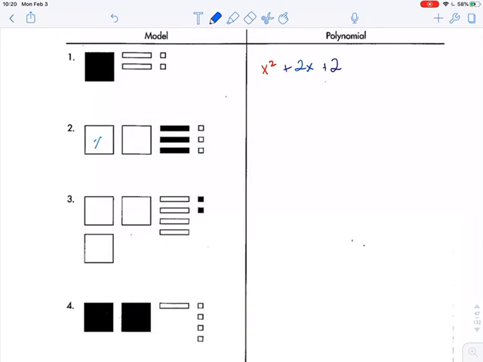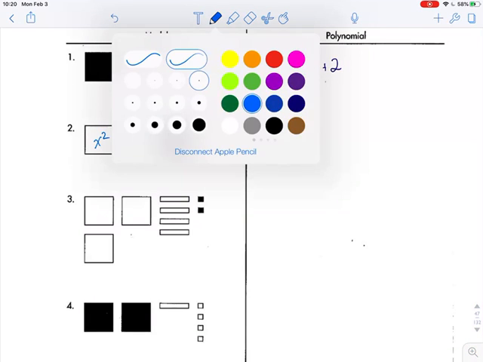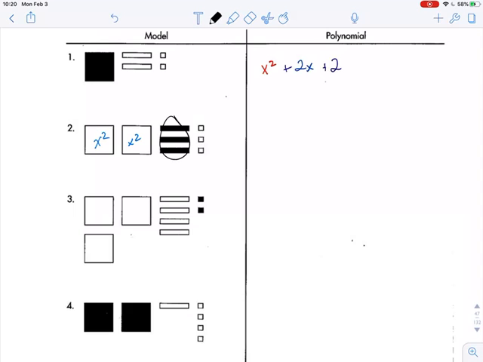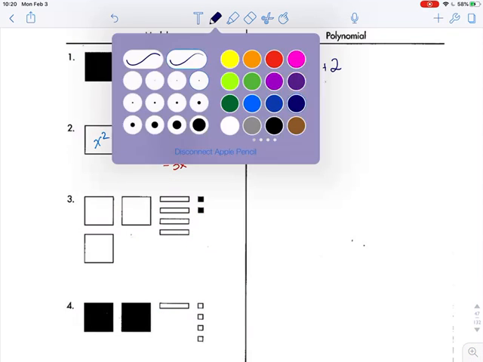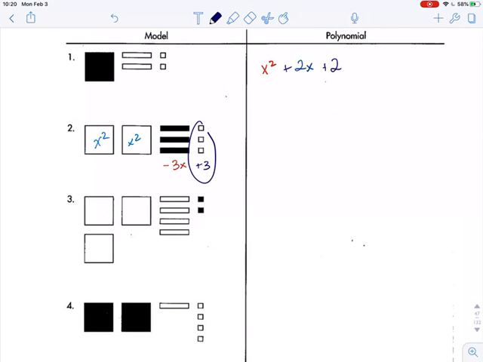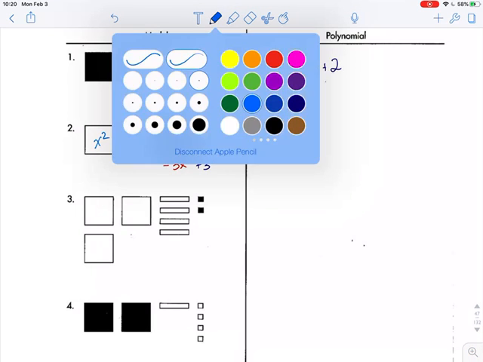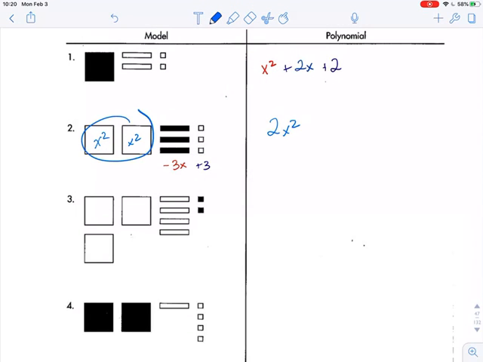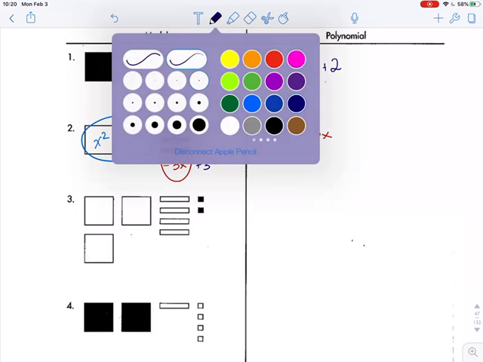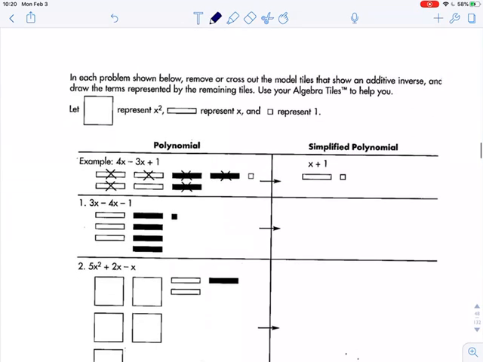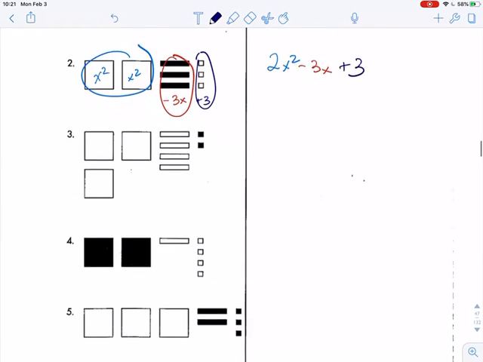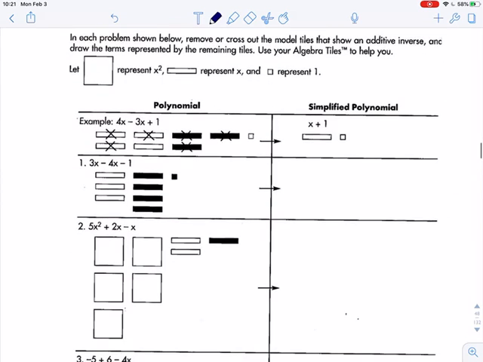These represent x squares. These are x's, and they're negative, so there's 3 of those. Negative 3x, and those should be red. Okay, and this is 3 here, plus 3, that's those. Okay, so if I write them out, I have 2x squares, that's these 2. I have negative 3x, that's these 3. And then lastly, I have 3 positive, plus 3. Okay, you can go and do that and solve this page. Okay.